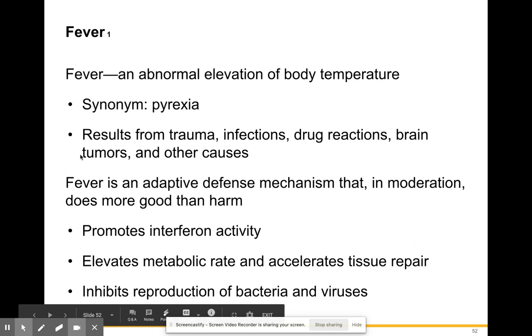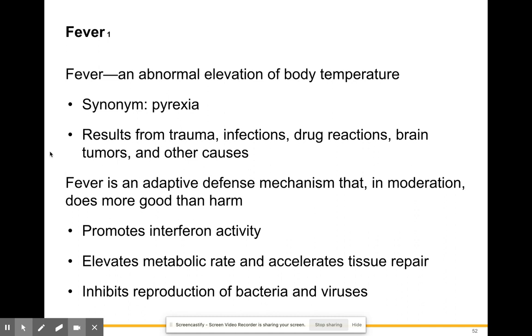It's also going to elevate your metabolic rate, which could hopefully accelerate the repair of your tissues. Okay, but most of the time, once we have a fever, we're pretty well into our infection, right? And we need some type of medical interaction with some type of antibiotic or antiviral drug once we have a fever.